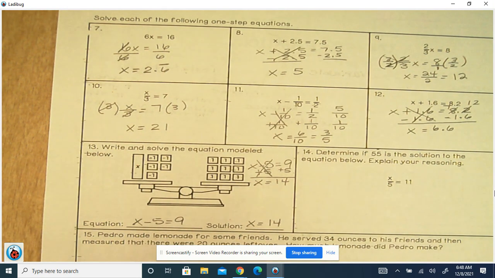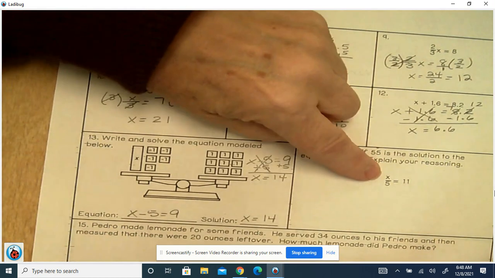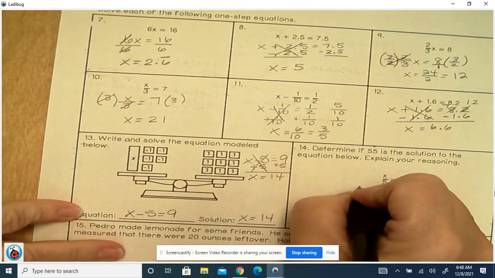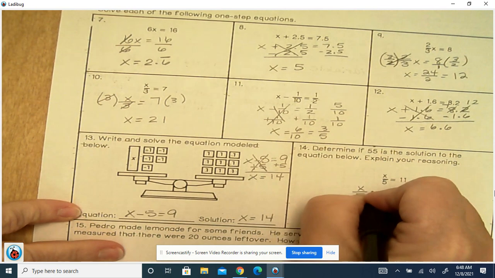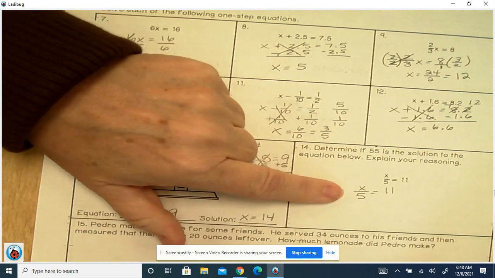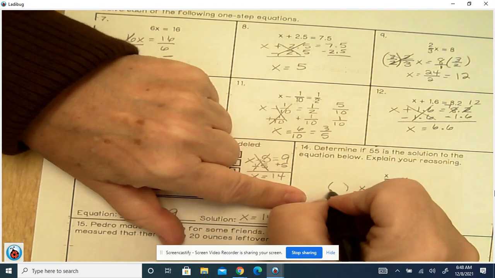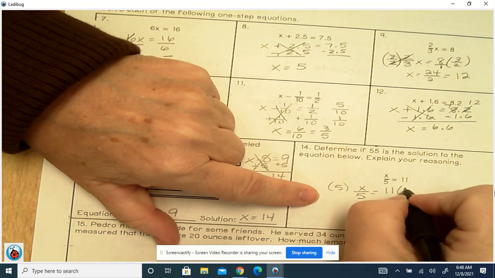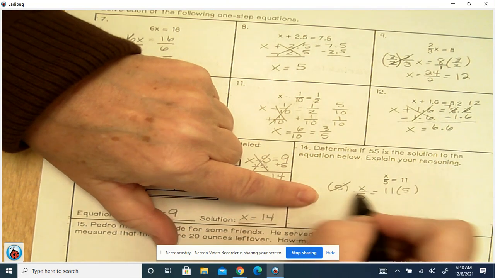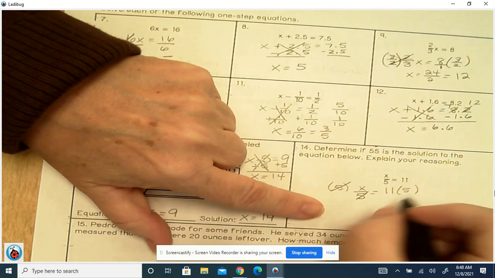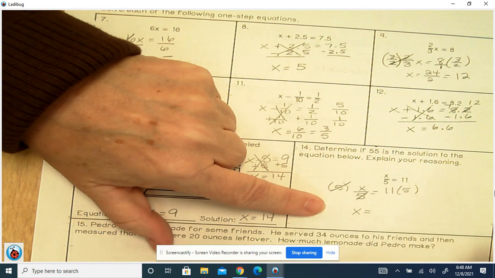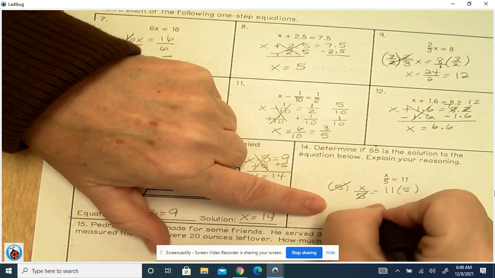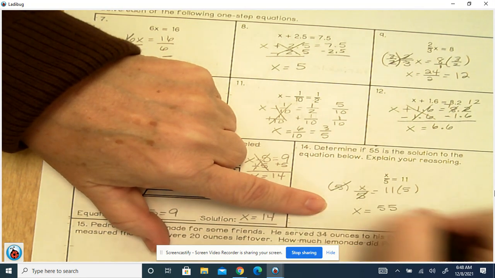Number 14 is division. You've got 1/5 x. A variable by itself is understood to be 1. So we've got x over 5 equals 11. That is divide, so we're going to multiply by what's with the x. 5 divided by 5 cancels out. And we're left with x equals, and 11 times 5 is 55.